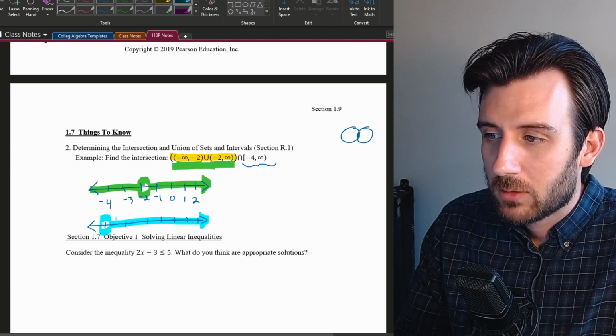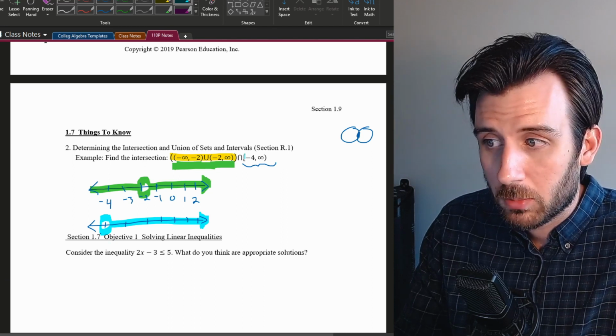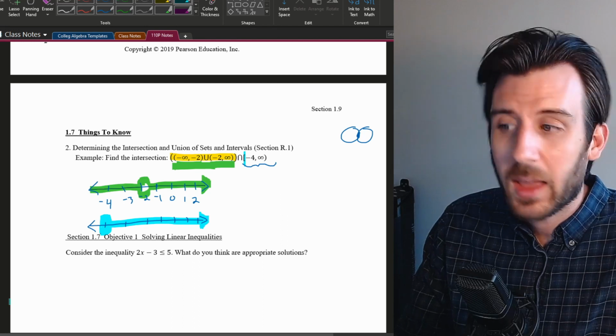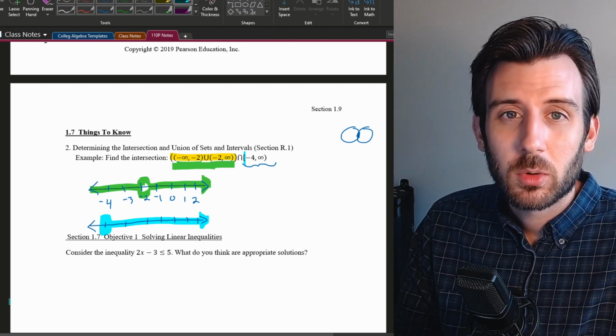And do I include -4? I do include -4 because it has a bracket. So let's go ahead and shade that in. Excellent. Now let's see what the intersection would be.